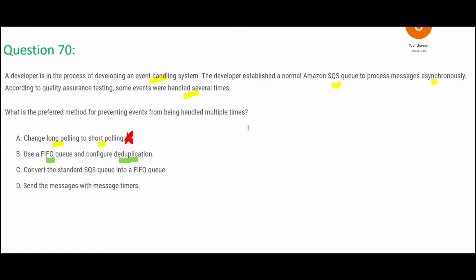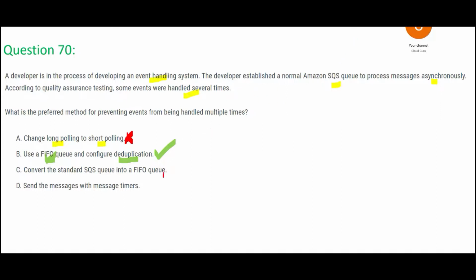The first thing it does is event handling. The events which happened first will get alerted first. So that is what FIFO does. And then in order to avoid duplication, you configure deduplication. So based on the deduplication ID, it would not send the same message again.